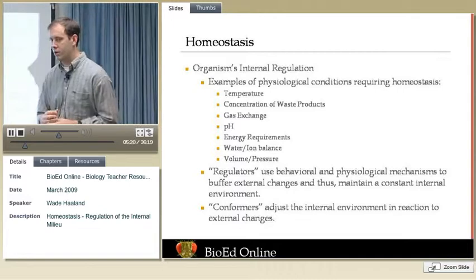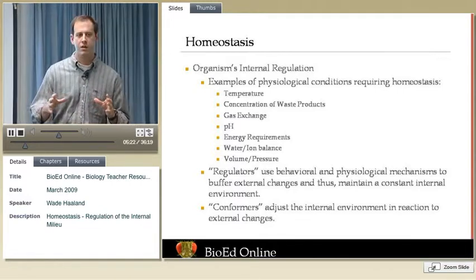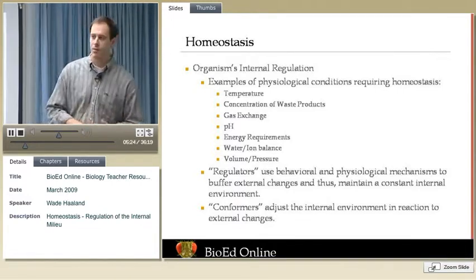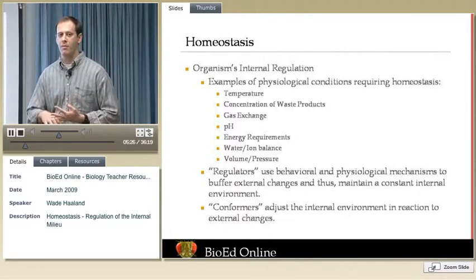There are two types of organisms that we need to consider when we're talking about homeostasis. We need to talk about regulators and we need to talk about conformers.